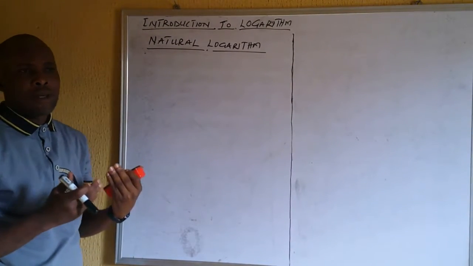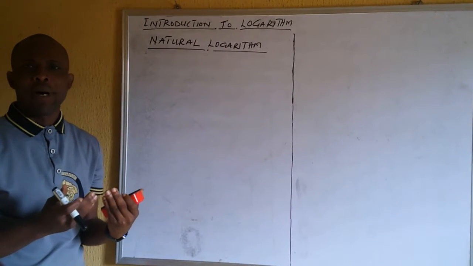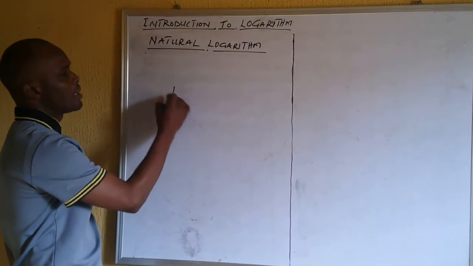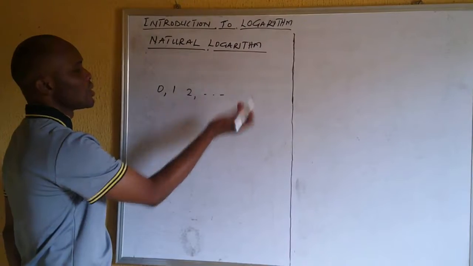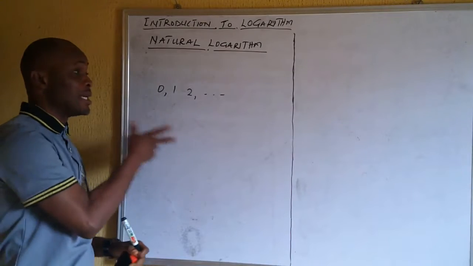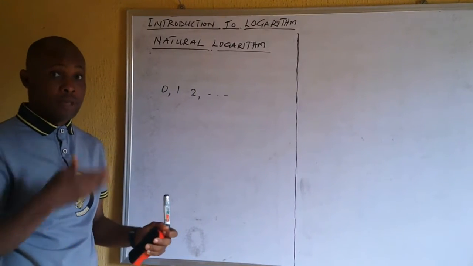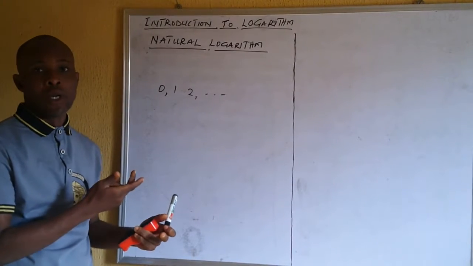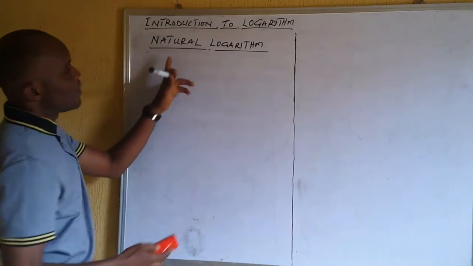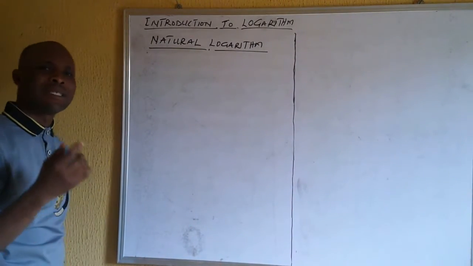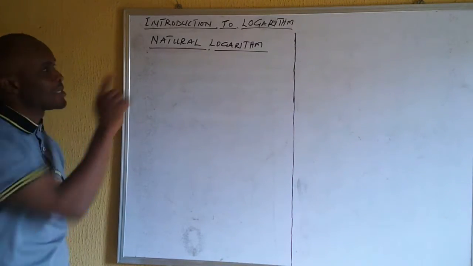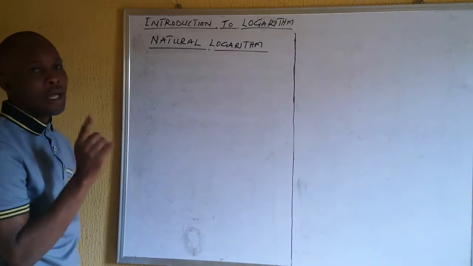Now, natural logarithm. When you hear the word natural logarithm, it simply means the number in base 10. And the various numbers we have been coming across, 0, 1, 2, and so on, are called natural numbers, which are numbers in base 10. Subsequently, we'll be talking about number bases, such as base 2, base 3, and so on. But today, we'll be talking about natural logarithm. When we hear the word natural logarithm, it simply means logarithm in base 10. Take note of that. Logarithm in base 10 is referred to as the natural log.